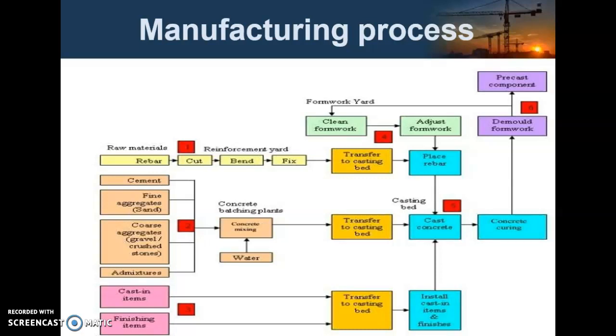This chart shows the manufacturing of prefabricated components. At first, the raw materials are collected. Then the raw materials are transferred for concrete mixing with the addition of water. The rebars are cut, bent, and fixed to the casting bed. Then the concrete mixture is transferred to the casting bed and poured, and then the batches move on to the curing of concrete, and then demolding of formwork. Now the components are ready for transportation.